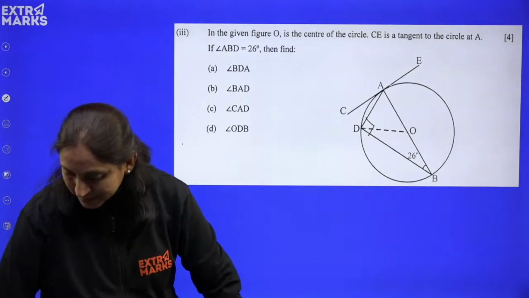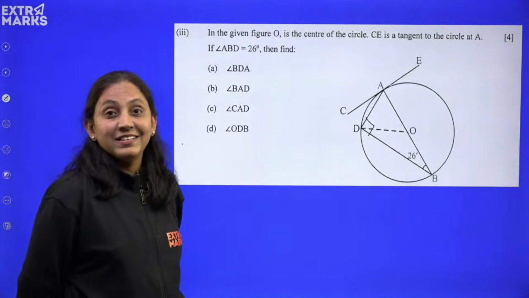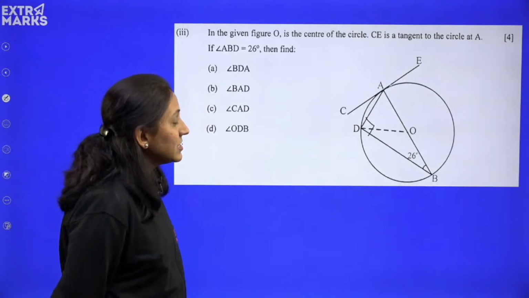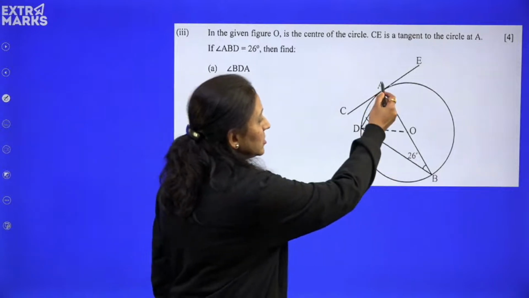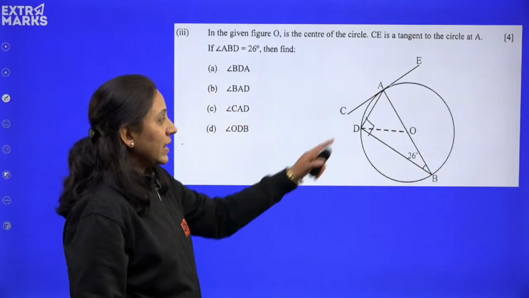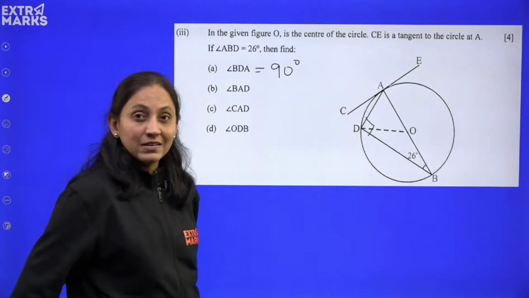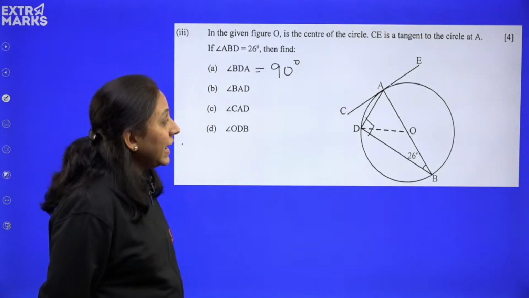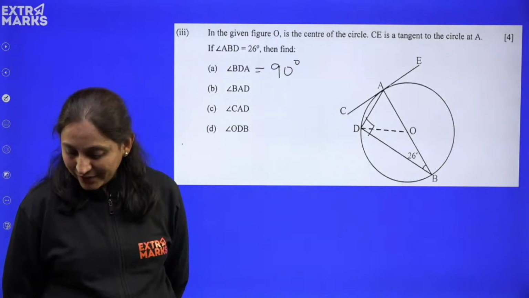BDA. Okay, 90, correct. Very good, because it's an angle in the semicircle, right? They have given that O is the center, so AB becomes the diameter. So angle BDA will be equal to 90 degrees because that's the angle in the semicircle. Perfect. Angle BAD. What's angle BAD? How do you find angle BAD?